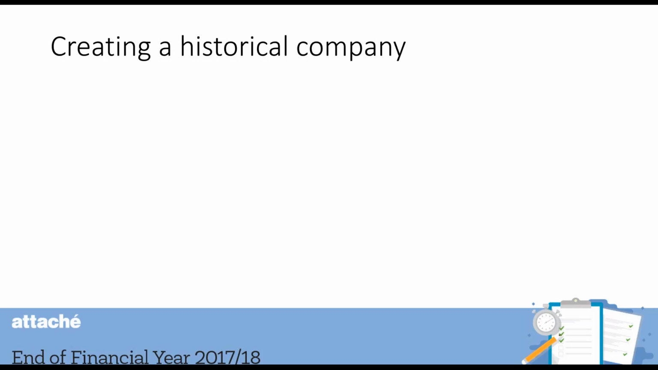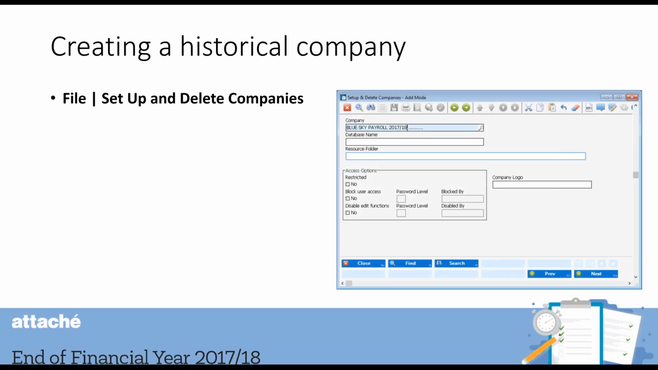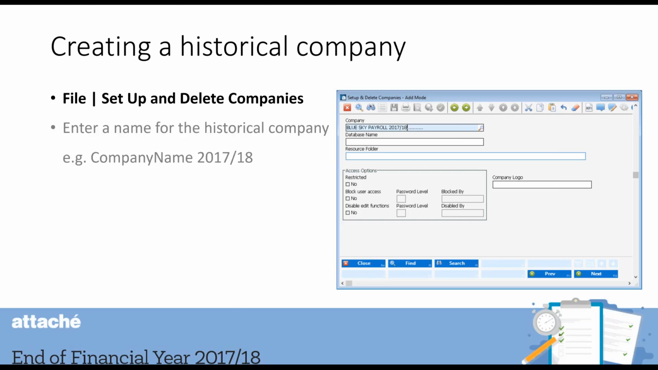So let's take a look at how we go ahead and create the historical company. From the menu, we need to select File, Set Up and Delete Companies. This is the screen you get. Enter the name of the company. For example, you can call this your company name, followed by 2017-18.